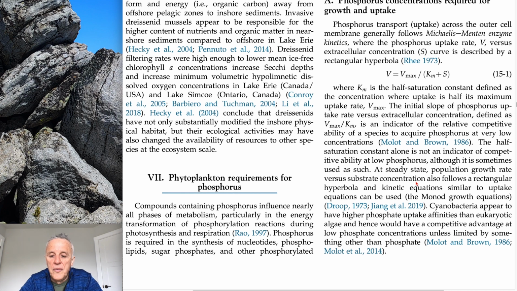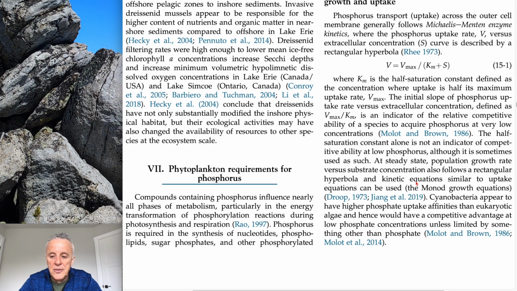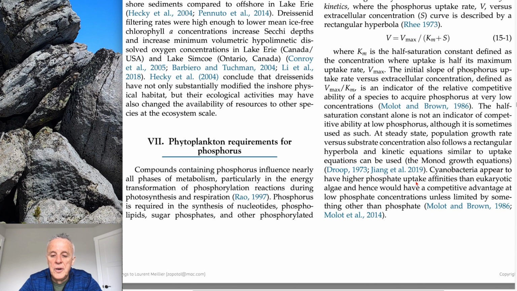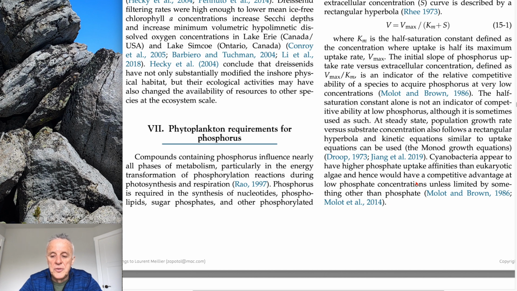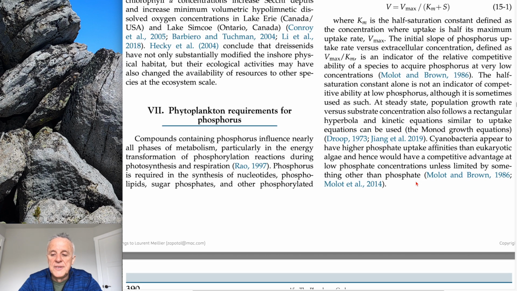The initial slope of phosphorus uptake rate versus extracellular concentration, defined as Vmax over Km, is an indicator of the relative competitive ability of a species to acquire phosphorus at very low concentrations. The half saturation constant alone is not an indicator of competitive ability at low phosphorus, although it is sometimes used as such. At steady state, population growth rate versus substrate concentration also follows a rectangular hyperbola, and kinetic equations similar to the uptake equation can be used.